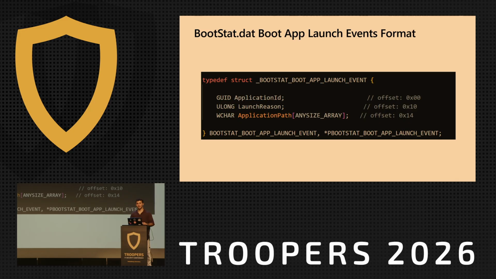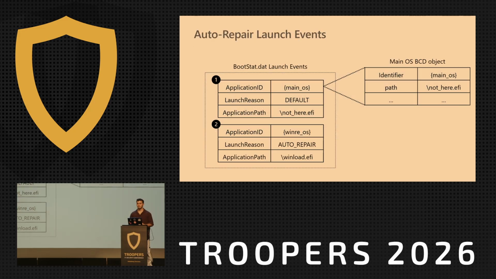The format of the event that the boot manager logs is fairly simple. Each entry includes an application ID, which represents the BCD object GUID of the launched application. It also includes a launch reason, which represents the reason that the application was launched. And there is also the application path, which represents the full path of the launched application. So it's a fairly simple structure.